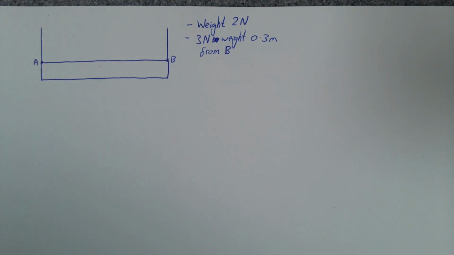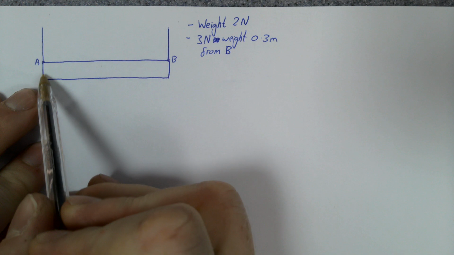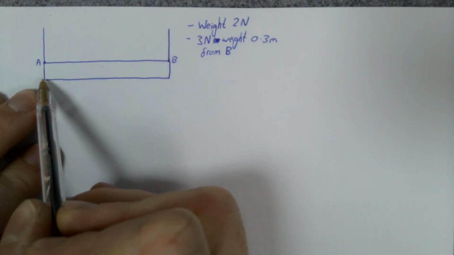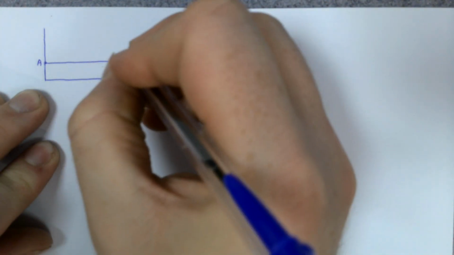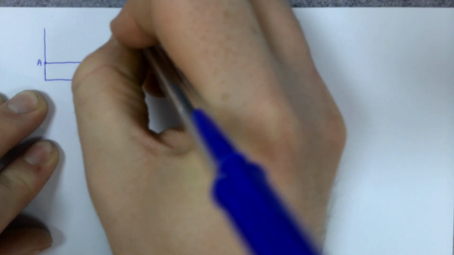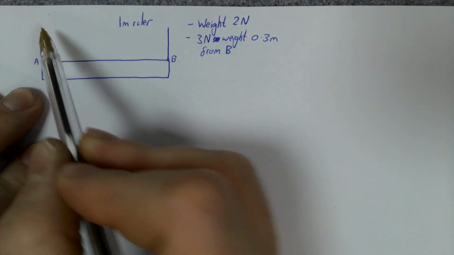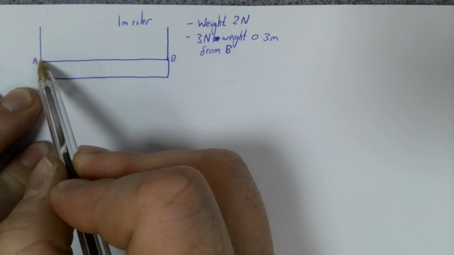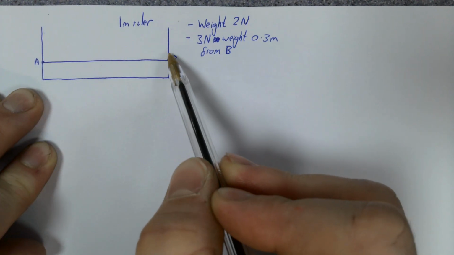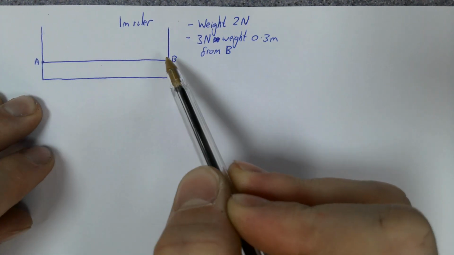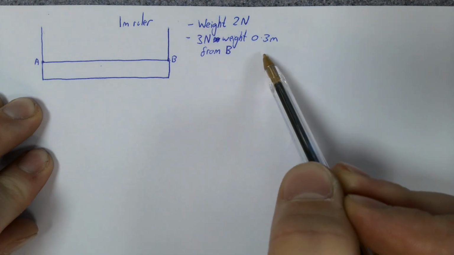Here we have an example of using moments to analyse a problem that has two supports. In this case, we have a beam, which in this example is a 1 meter ruler. Write that there. So it's a 1 meter ruler, and it's supported by two wires, one on the left here at a point called A, and one here on the right at a point called B.